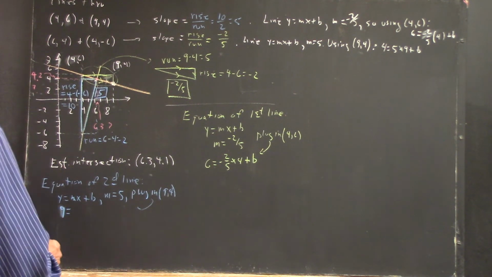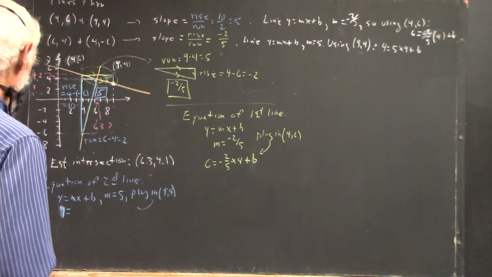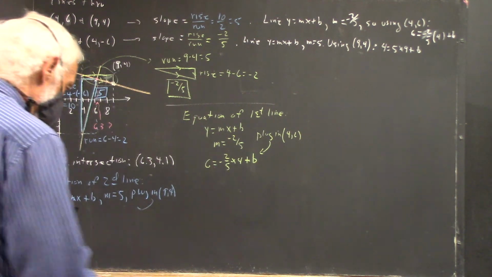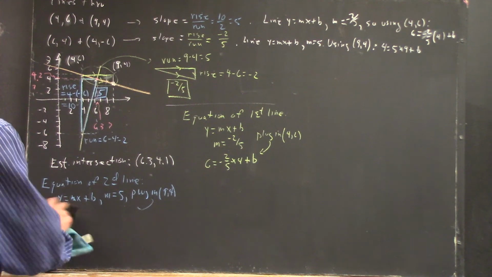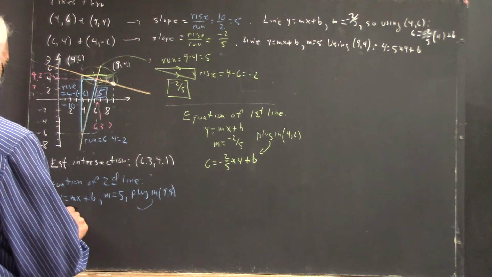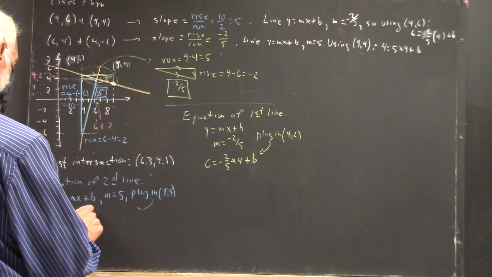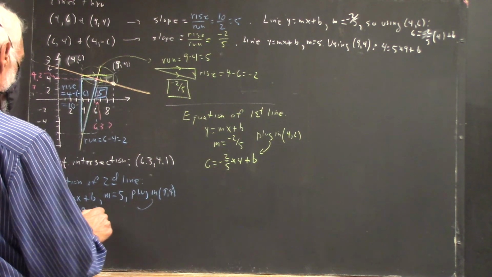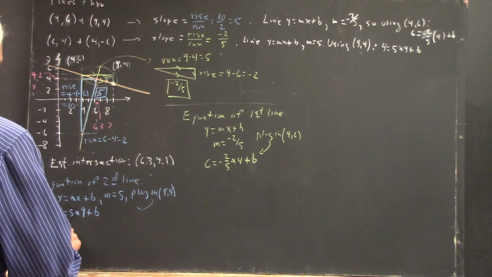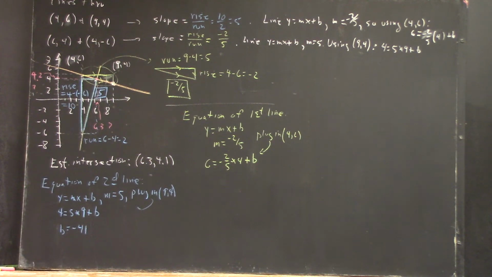This is 9. That's your y coordinate of that needed to be erased anyhow. It's 4. The y coordinate is 4, and the x-coordinate is 9. So we get this. And we see that b is negative 41.